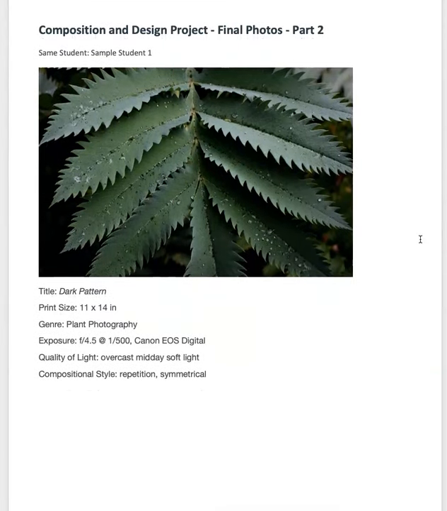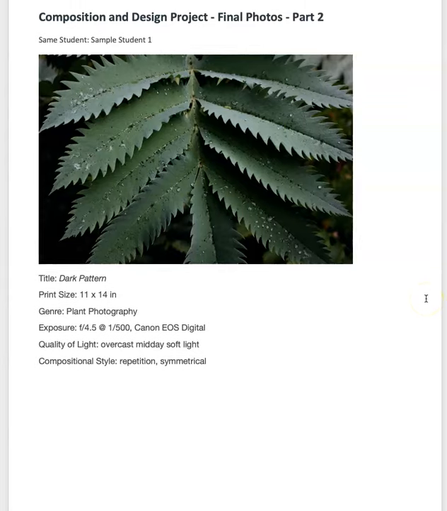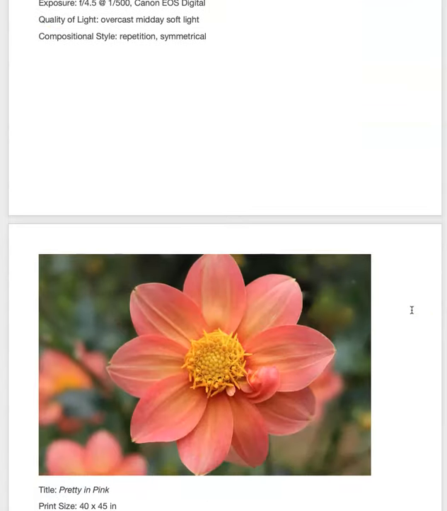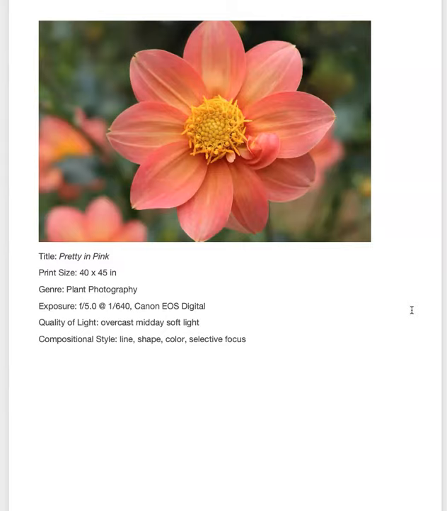In the second module, you'll be turning in your final photographs. So there's Part 1 and Part 2, and this is Part 2 of the overall learning unit, where you'll be submitting your artwork after getting some feedback from myself and your classmates. And so Part 2, you've got the photos made, the description with all of the exposure information, the quality of light, the compositional style, and all this is covered in the video connected to the homework assignment.